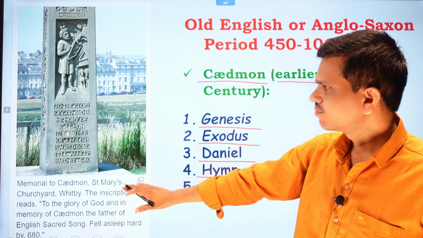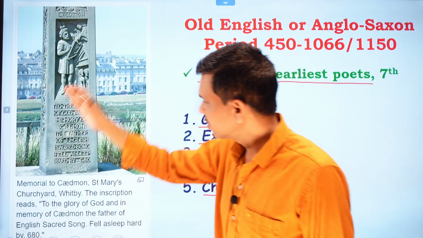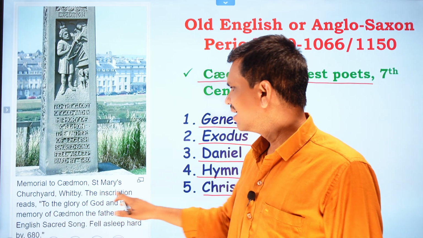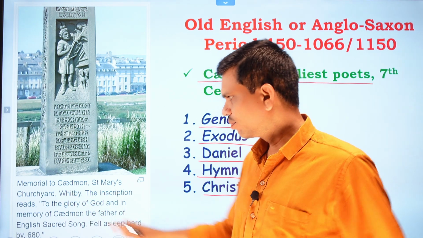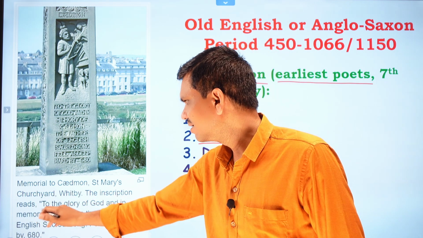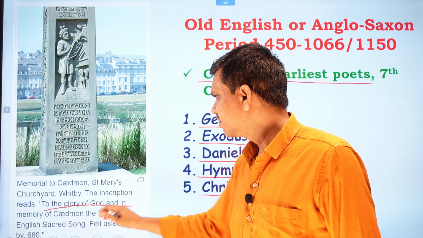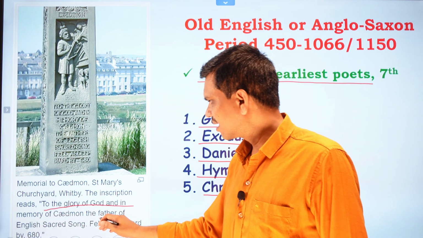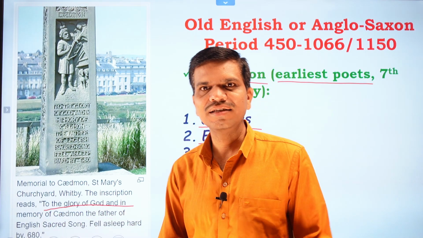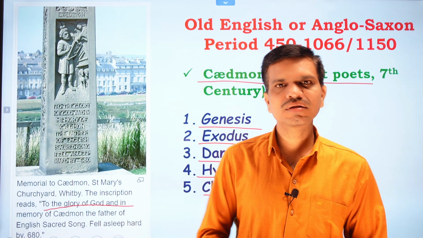And here we have the memorial of Cadman, and this memorial stands in Whitby. Memorial to Cadman, St. Mary's Churchyard, Whitby. There is an inscription on this memorial. Sometimes questions may be asked on the inscription. For example, let me read. The inscription reads: to the glory of God and in memory of Cadman, the father of English sacred songs, fell asleep hard by 680. So he died in 680, and this is given on the inscription on his tombstone.